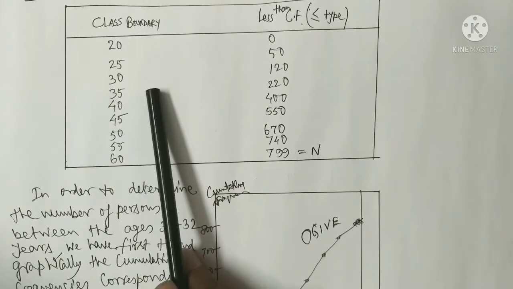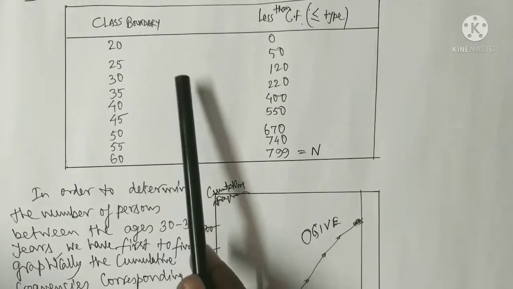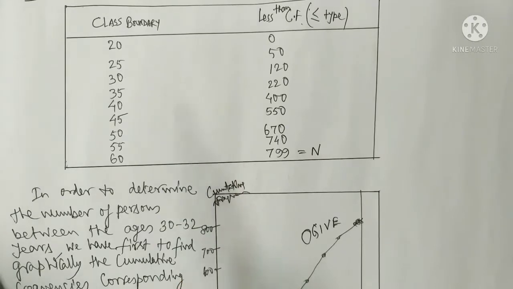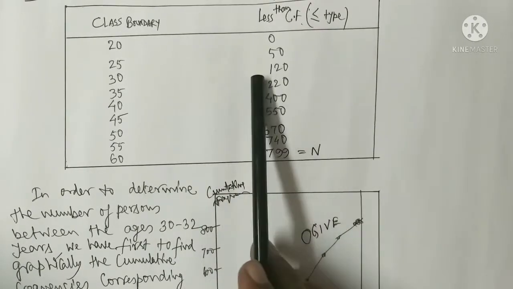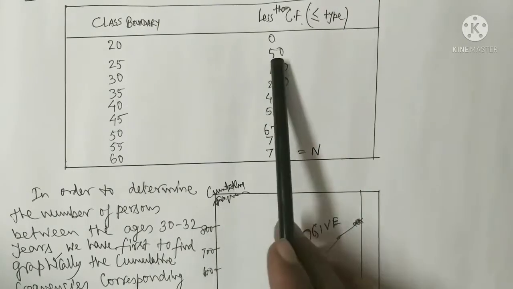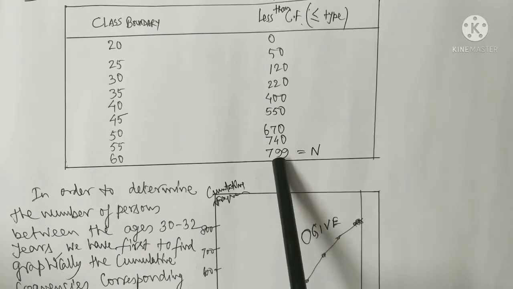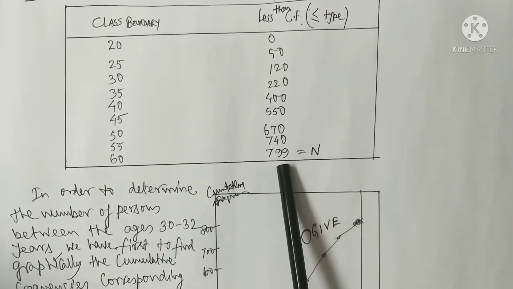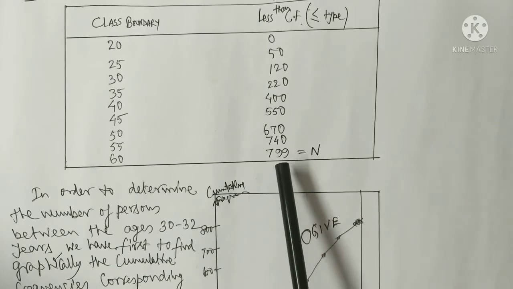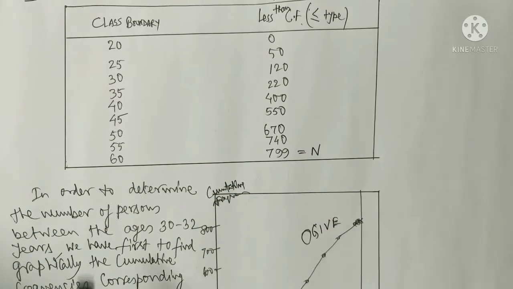Between 25 and 30 we get 70. Below 30 means below 25 also, below 20 also, so below 30 we get 50 plus 70, that is 120. In this way we form the less than cumulative frequency values. And the last one is 799, which means the total value. Now we place these values in the figure.